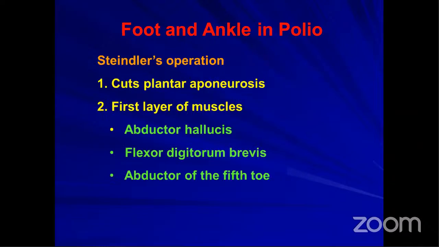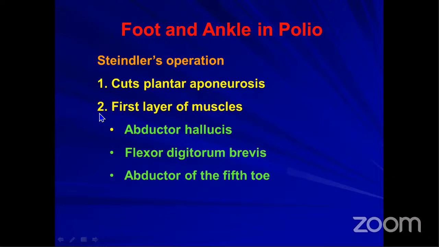So you need to understand the procedures that are done for cavus foot. If you have a cavus foot, you need to reduce it. As Dr. Alok mentioned, if the cavus is severe and not corrected by your procedures, you do a Steindler's operation. In Steindler's operation, there are two things that are important. Commonly, we do a closed plantar aponeurosis cutting. That's what is commonly done. But the classical Steindler's operation had this in addition to the first layer of muscles.